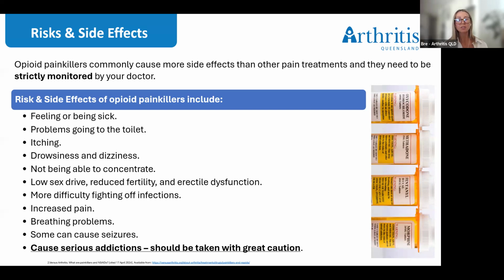caution. So your doctor may recommend you stop taking opioids, and depending on how long you've been taking them, you may also experience some withdrawal reactions, including tremors or muscle spasms. It can cause anxiety, sweating, or restlessness, sickness, diarrhea, and stomach cramps as well.